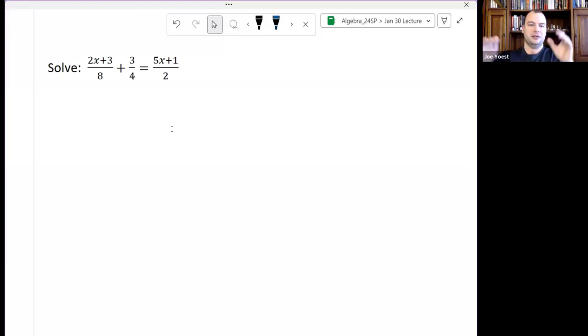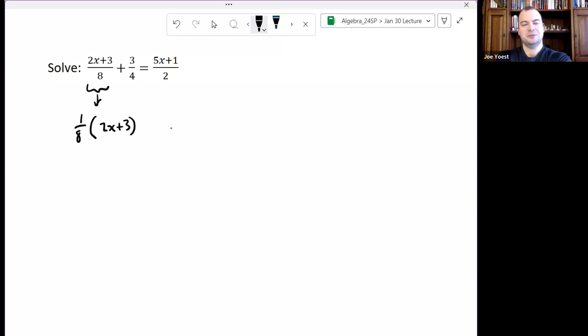If I want a number times parentheses of stuff, what might that look like? What does this really mean? 2x plus 3 all divided by 8. Well, really what this means is just 1/8 times parentheses 2x plus 3. So this is really just the same structure, a number distributed through a binomial, through the sum of two terms, just written in a different form.